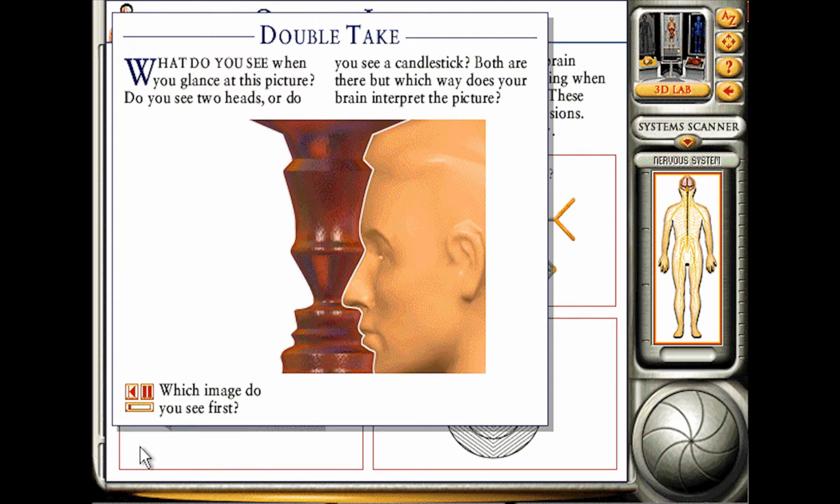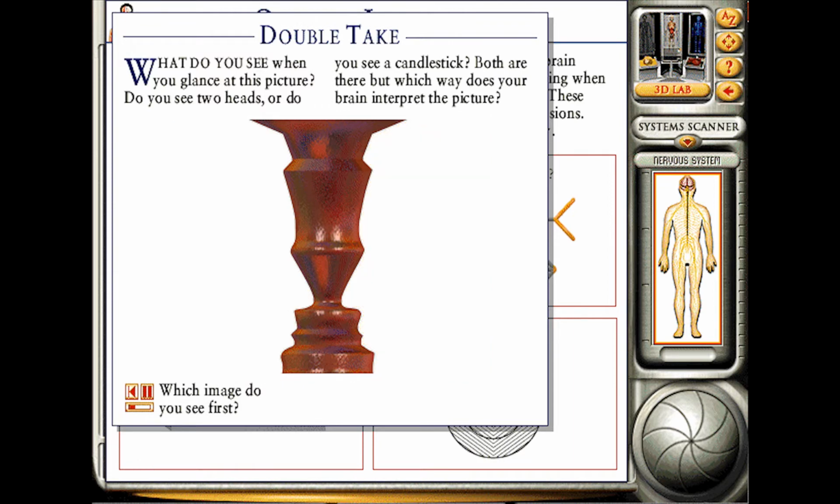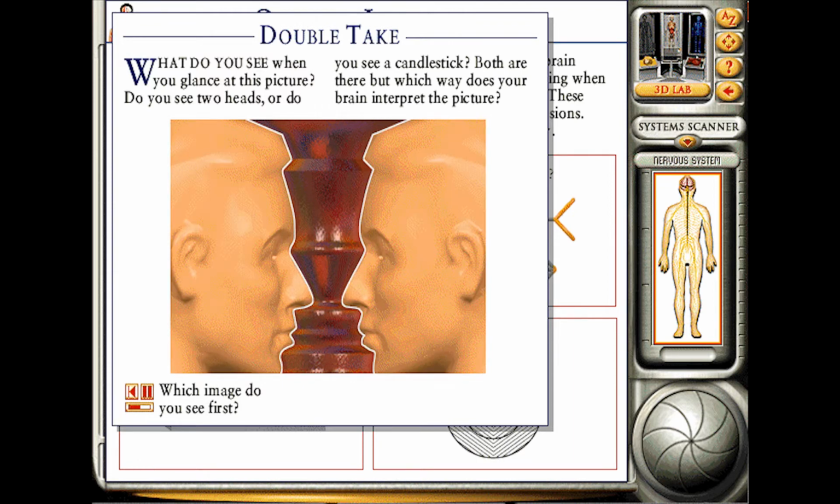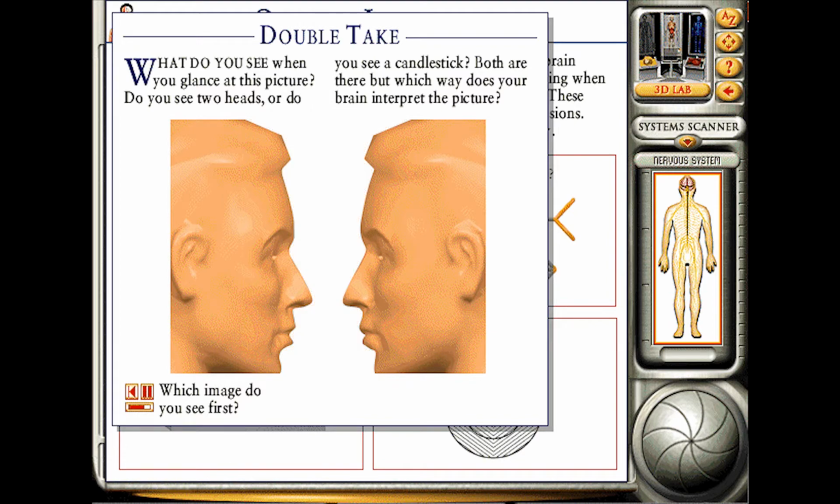The candlestick and the face are in fact the same picture. Your brain does not know which of the two to see, so leaves you to choose.